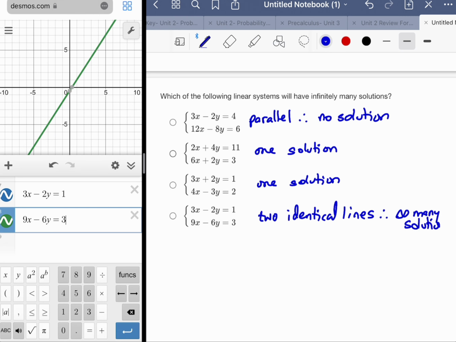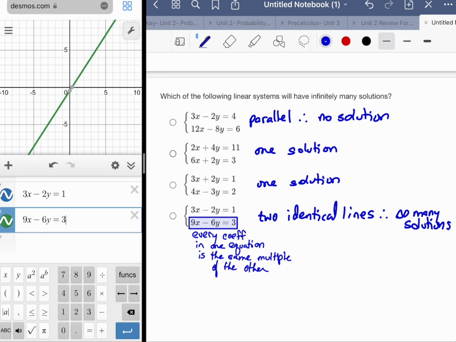But again, we don't want to have to go through the whole Desmos process to pick this up. So what we do is we look at each pair of equations and look at the relationships between the coefficients. If we look at just this last one, you'll see that every coefficient in the second equation is the same multiple of the coefficients in the first equation. Every coefficient in one equation is the same multiple of the other.